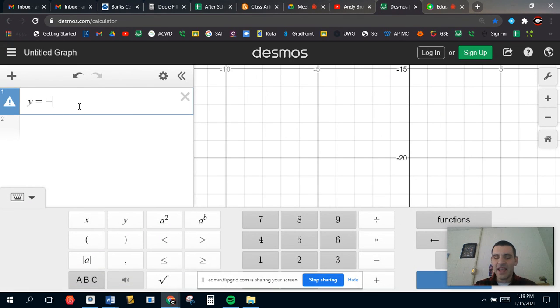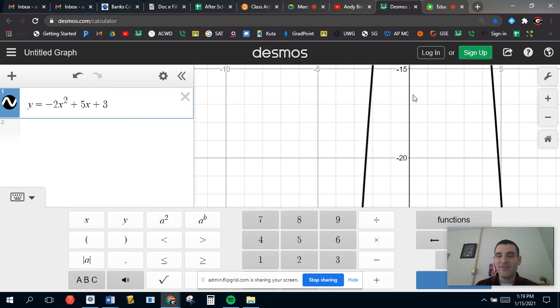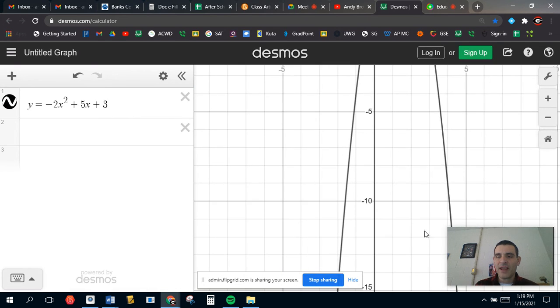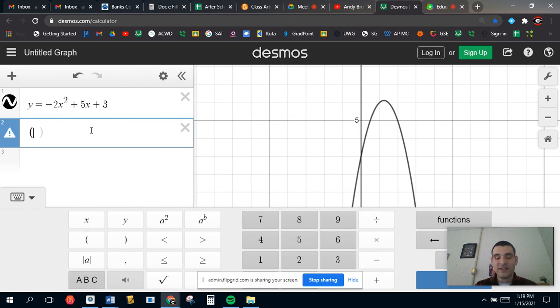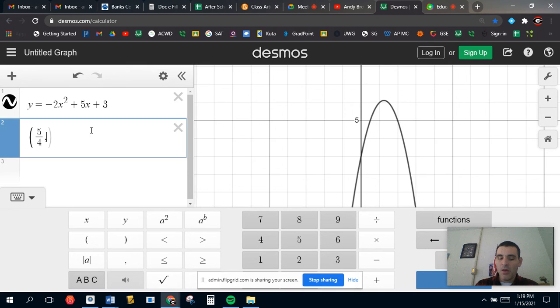Y equals negative 2x squared plus 5x plus 3. Remember, with a negative a, you're going to be upside down like that. We'll drag it right here, and I'll type in what I found to be the vertex, 5/4 and 49/8. So there you go. It hits perfect. So that's how you find a vertex if you're written in standard form.